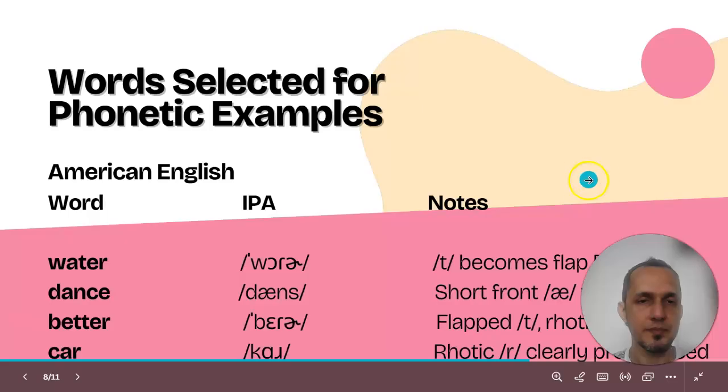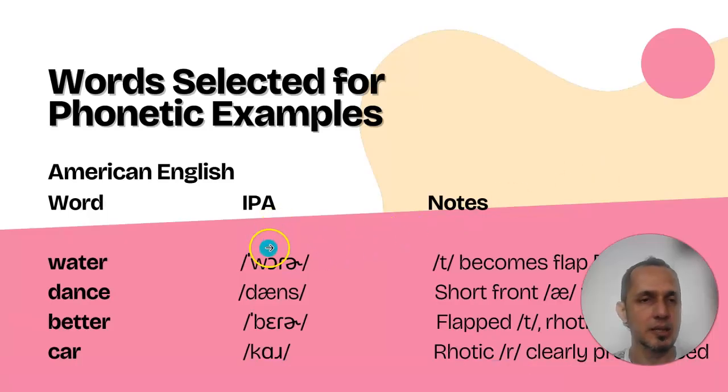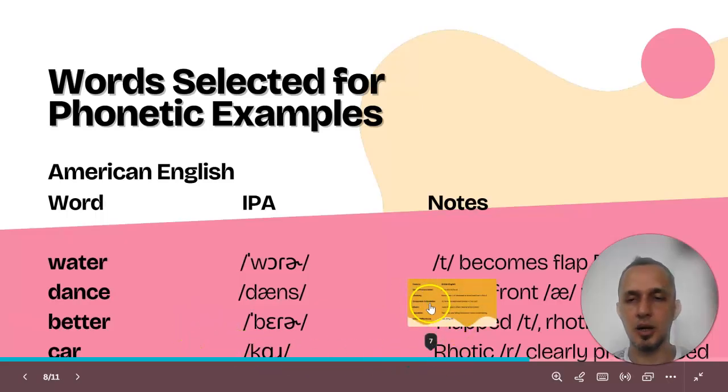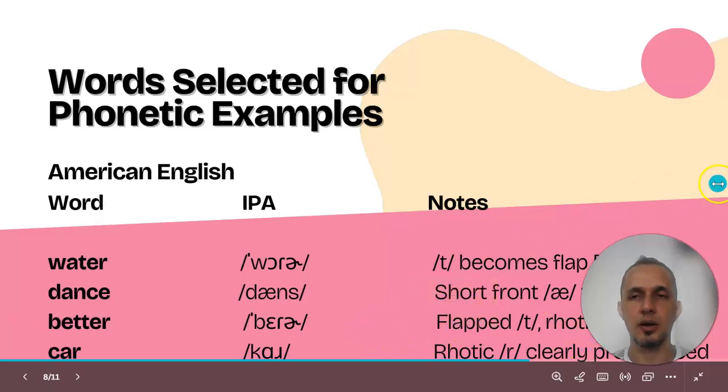I have chosen four, and I have transcribed these words with the IPA chart. The first one is American English. The first word, water. The T becomes a flap R. The second one, dance, short A vowel. The other one is better, flap T, rhotic ending. It has a rhotic ending because we can hear the R sound. And the next one, car, it is rhotic because the R at the end is clearly pronounced.